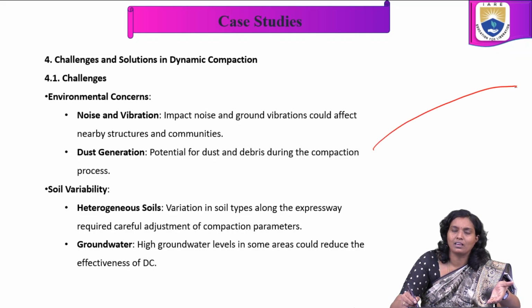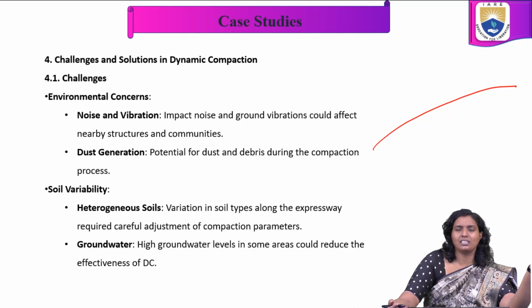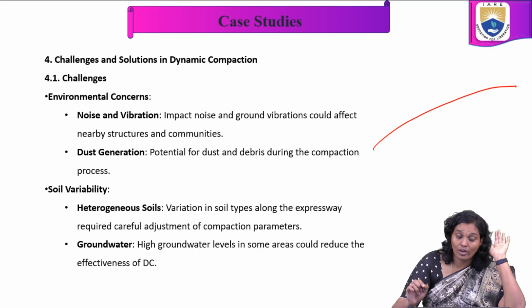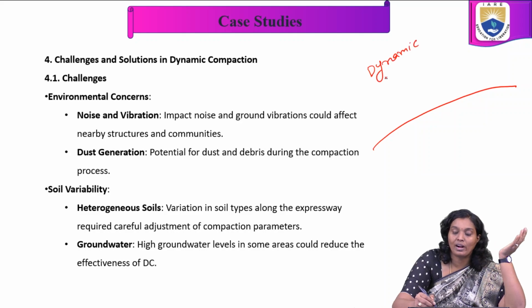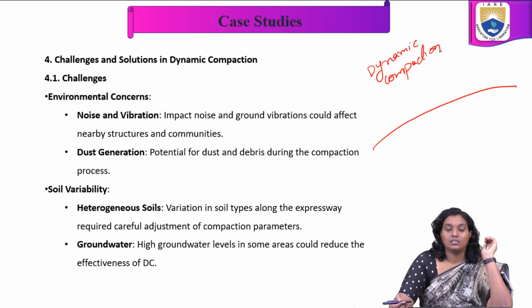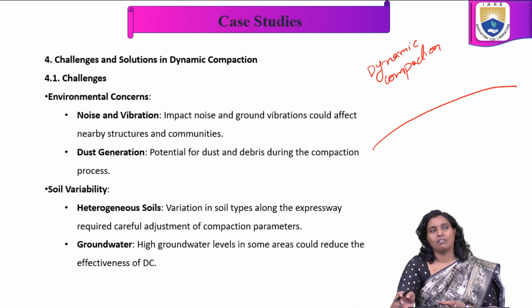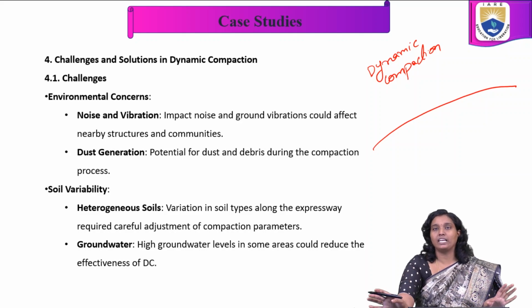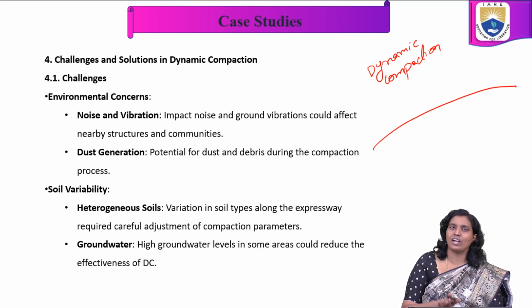Once we have done this alignment, if nearby structures, infrastructure or communities are there along any area, they are going to be affected because of this dynamic compaction. It is one of the challenges we understand in this technique, from the environmental concern point of view. For example, when we drop 8 tons from a certain height, it creates so much noise as well as ground vibrations. This is the challenge we face.